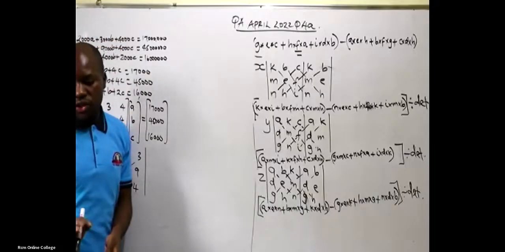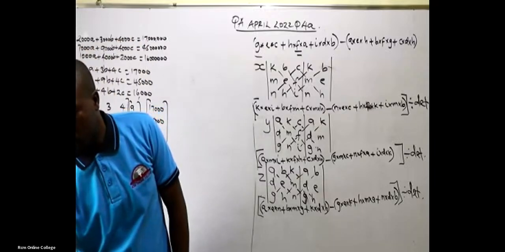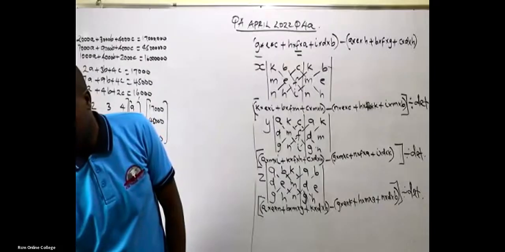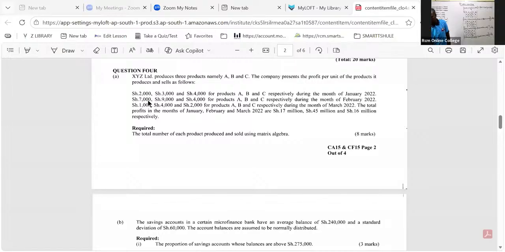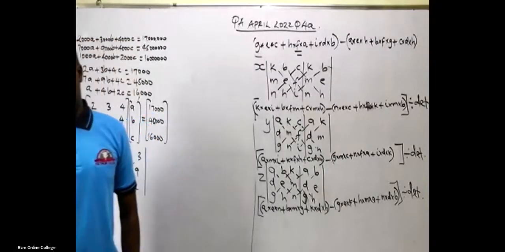But if you look at our question, I hope you are able to see where it is. Allow me to share my screen with you to show you where you're getting the actual figures from. This is our question. So after getting 2,000, 7,000, 1,000, that is row 1, row 2, row 3, then we are being told the total profits in the month of January, February, and March are 17 million, 45 million, and 16 million respectively. I hope that answers your question or addresses your concern. Is it okay now, Kevin?